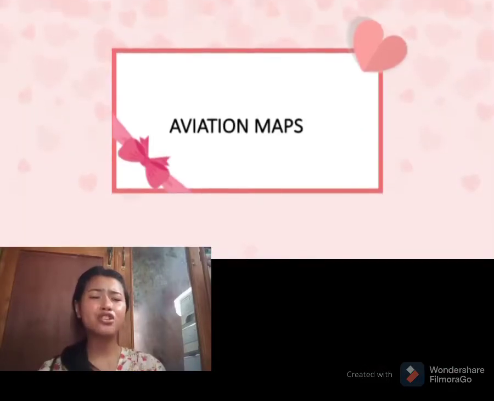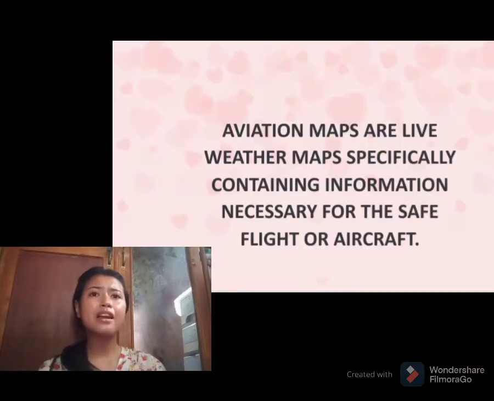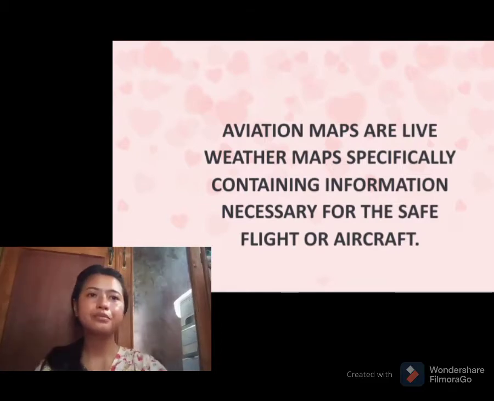How about the aviation maps? Aviation maps are live weather maps specifically containing information necessary for the safe flight of aircraft. Information such as wind speed and direction, dew point readings, flight advisory information, temporary flight restrictions, cool and warm weather fronts, and icy areas are all displayed on aviation maps. This information is updated in real time.